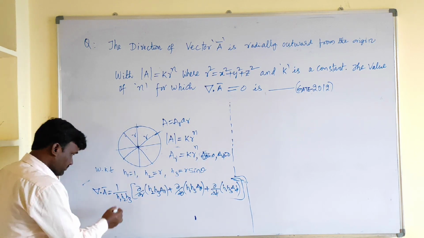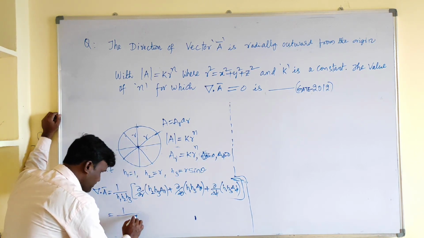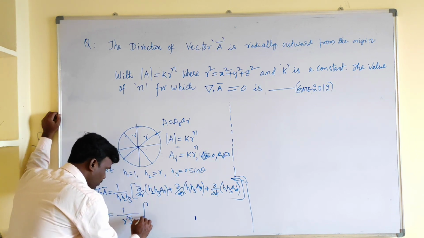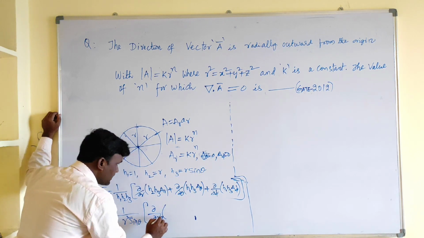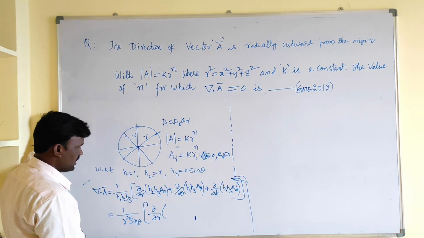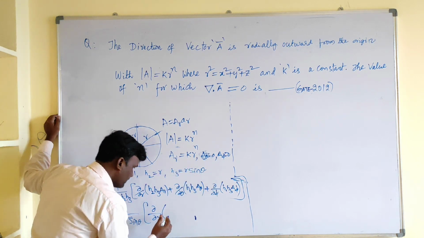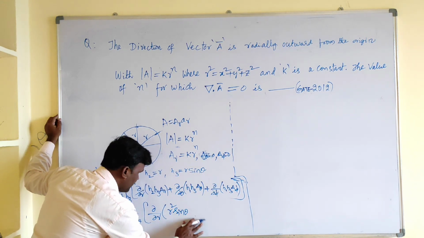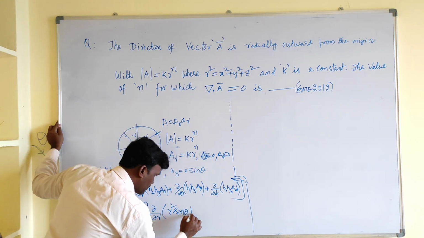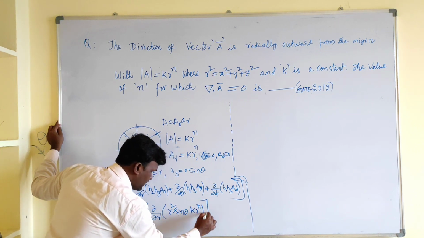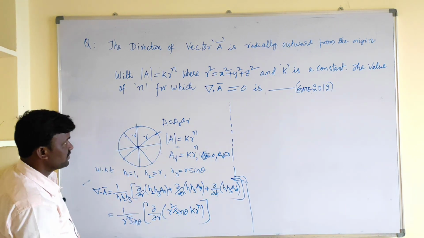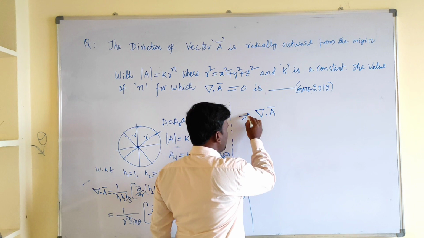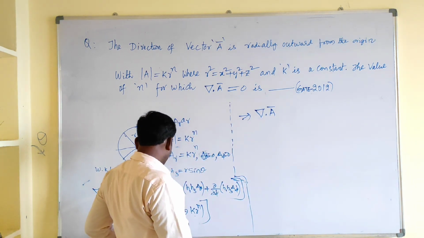Here I am writing 1 by H1 H2 H3. What is 1 by H1 H2 H3? 1 into r sin theta, that gives r square sin theta. Dou by dou r of H2 H3, where H2 is r and H3 is r sin theta, which gives r square sin theta, into A_r. What about the A_r value? That is k into r to the power n. Now simplify this one. Therefore, del dot A bar is equivalent to 1 by r square sin theta.